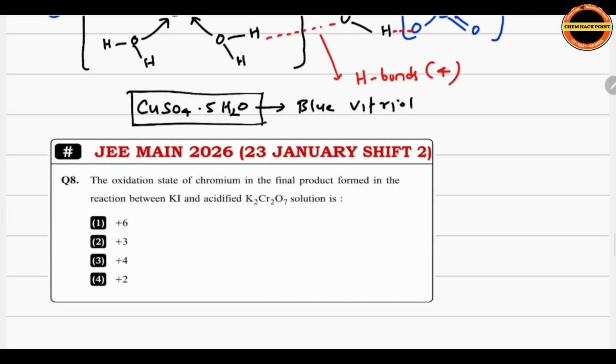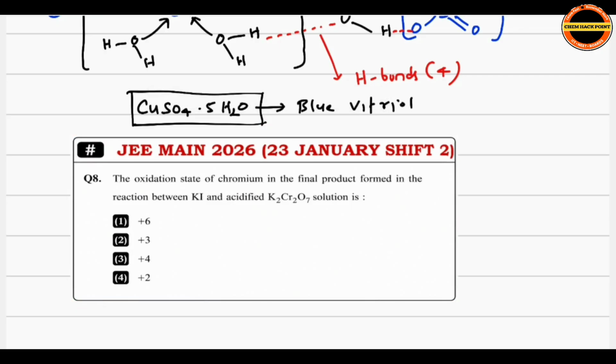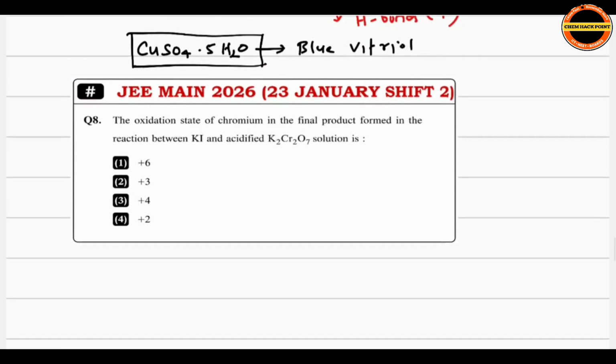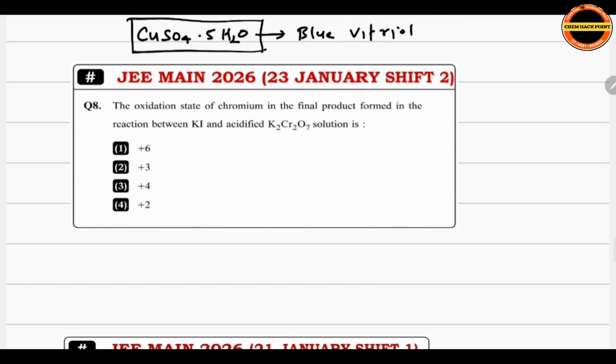Let us see the JEE Mains 2026, 23rd January shift 2 question. The oxidation state of chromium in the final product formed in the reaction between KI and acidified potassium dichromate solution is? See here, in this reaction, what will you get? Potassium dichromate, above also we studied the same reaction.